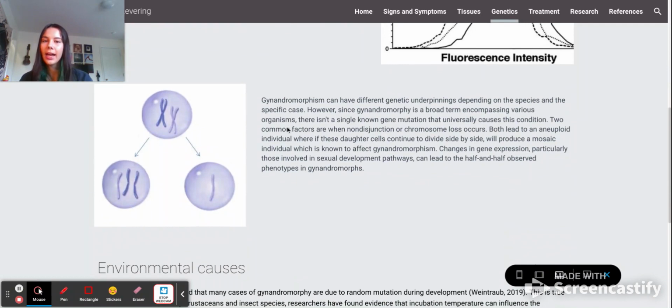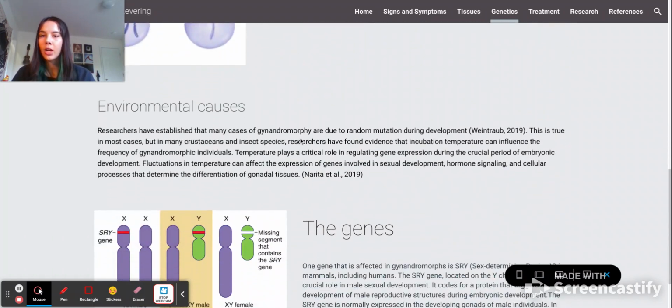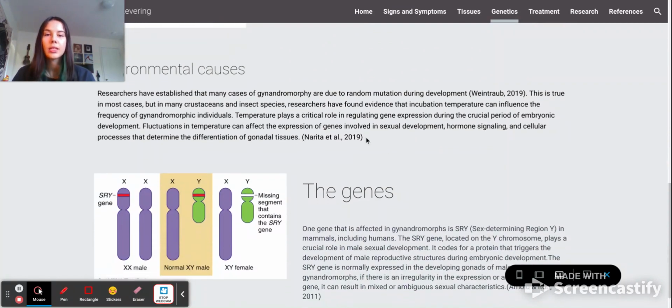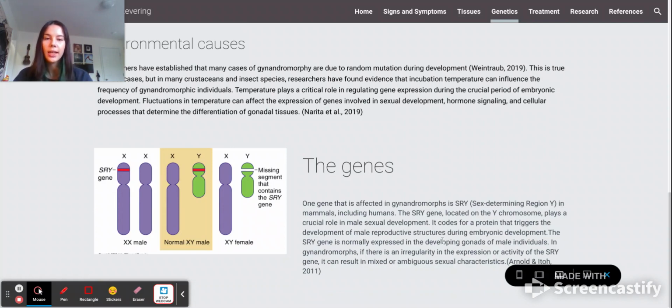And then I add a little bit about non-disjunction and chromosome loss, because that's essentially how it happens in most species. This, again, is usually for birds because I didn't want to make it too complicated and add all the other possibilities, but I did touch on that. I also include some environmental causes, because some more recent data has shown that temperatures can also affect the frequency of gynandromorphic individuals. And then I also touch on the SRY gene, because that is a crucial male sexual development gene and what that can mean for gynandromorphs.